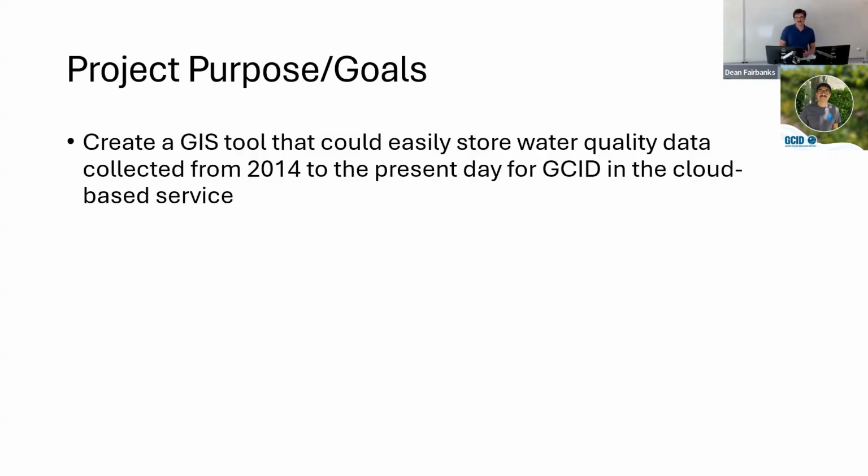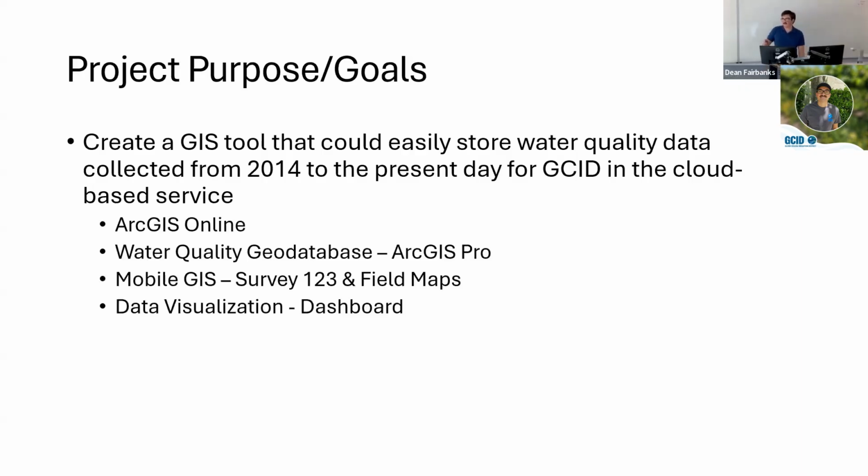So the purpose of this project was to create a GIS tool that could easily store water quality data collected from 2014 to the present day using a cloud-based service, which is ArcGIS Online. In order to get there, though, a few things needed to be done. We needed to first create a geodatabase in ArcGIS Pro. This was done with the data collected from 2014 to the present day.